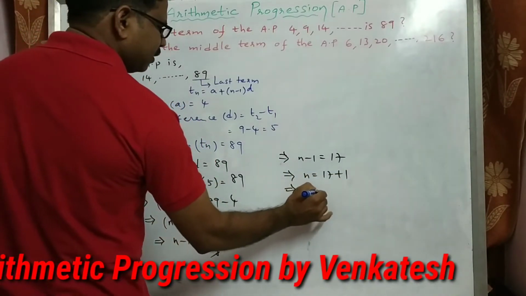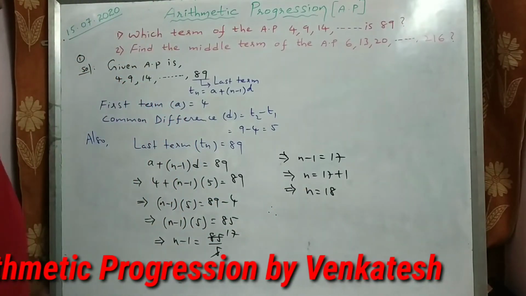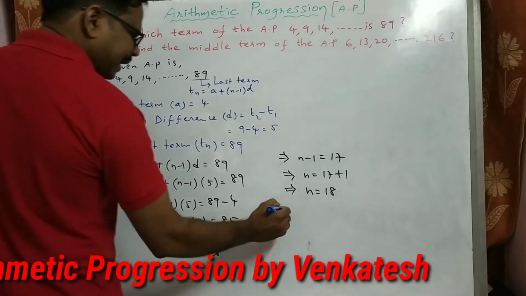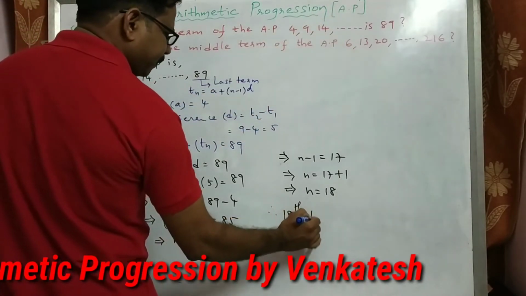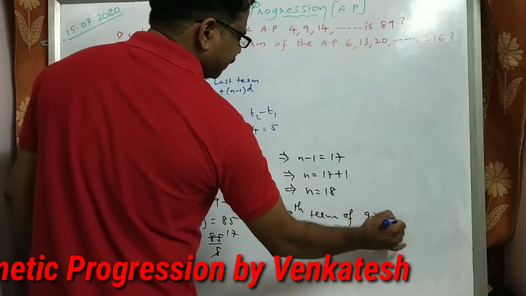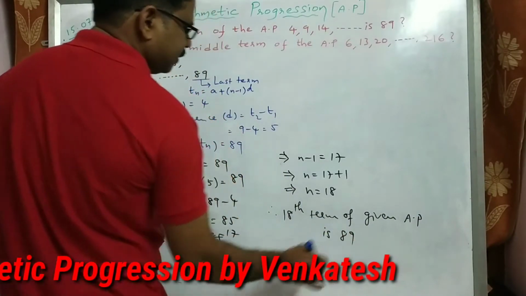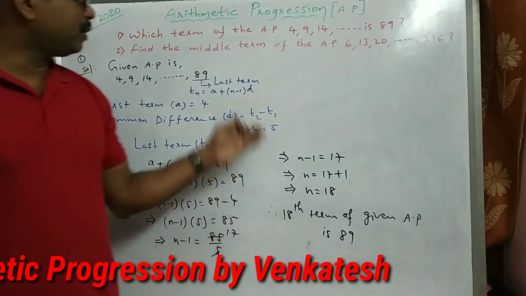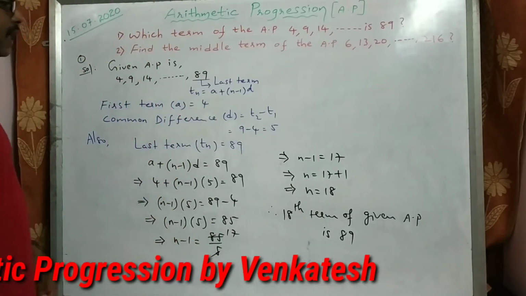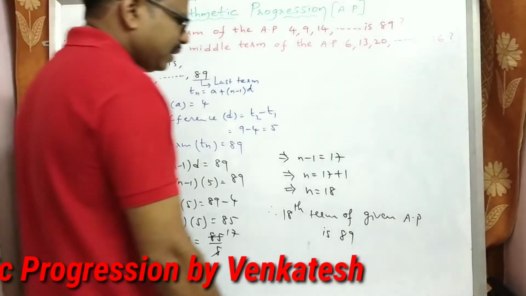So n equal to how much? 18. So what does it mean? Which term of the AP is 89? The 18th term of the given AP is 89. So what is the 18th term of the given AP? That is 89. Okay, that is the end of the solution. Look at the second question.